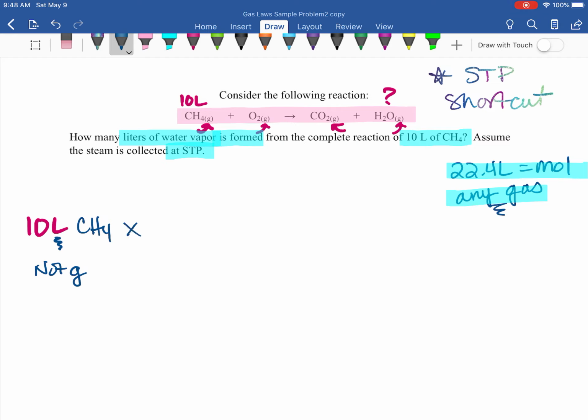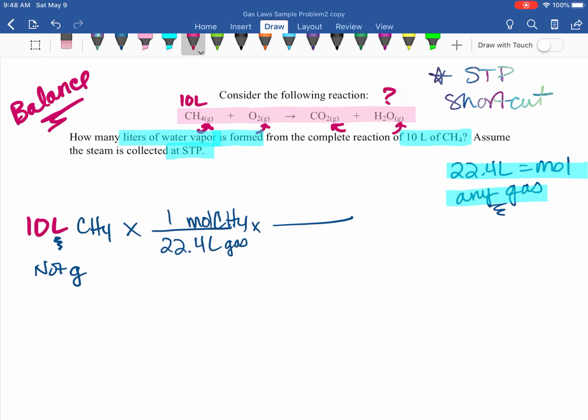So let's take our 10 liters of methane. That's what we're starting with. Let's convert that to moles. We've got moles of methane. Every 1 mole is 22.4 liters of gas. And then let's convert that. Oh, wait a second. We need a mole ratio. We got so excited by this problem. What did we forget to do?